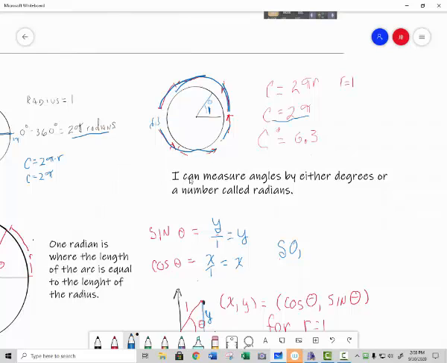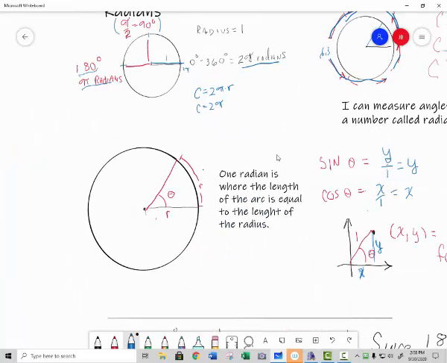But let's talk about the radians. What's the radian? 1 radian is where the length of the arc is equal to the length of the radius. Well, this radius right here, I just called it R. It could be anything. It could be 1, it could be 10, it could be 2.5. The distance along this arc, if I could measure that same distance that this is, that's called 1 radian. Okay? That's where the radian is where the length of the arc is equal to the length of the radius.